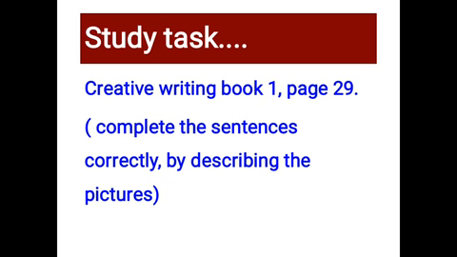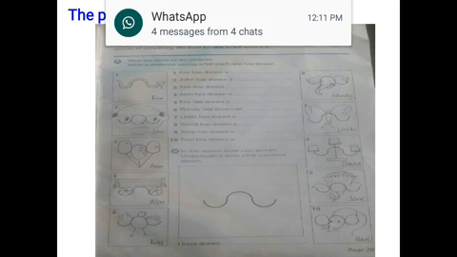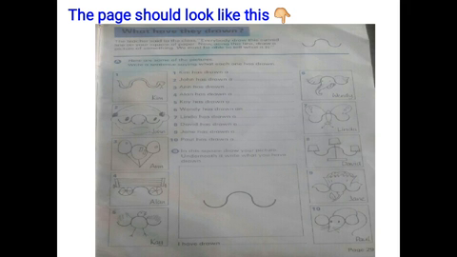And our study task will be from our Creative Writing Book 1, page 29. You have to complete the sentences correctly by describing the picture. So this is what the page should look like. Mommy and Daddy will go get your creative writing textbook so that you'll be able to make use of it. And feel free, this assignment is not due until Saturday. So take your time. Make sure you write your sentences correctly.